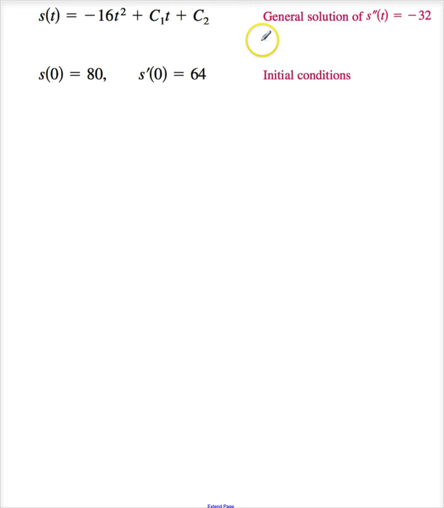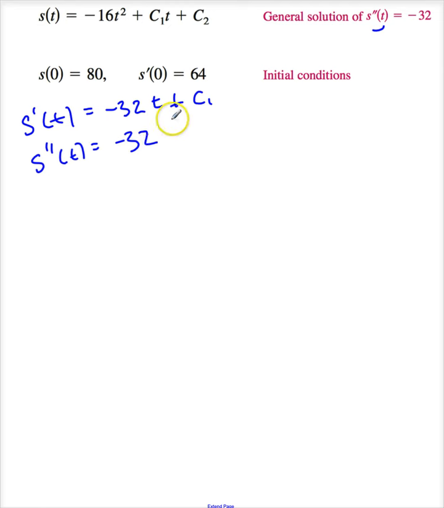Well, the first thing I want you guys to do is, I know I need to get to the second derivative here. So I have s of t is minus 16t squared plus c1 t plus c2. So let me first find s prime of t, and that's minus 32t plus c1. And then s double prime, I'm just going to verify, is minus 32. All right, so now I'm going to use my initial conditions to find my c1 and c2.